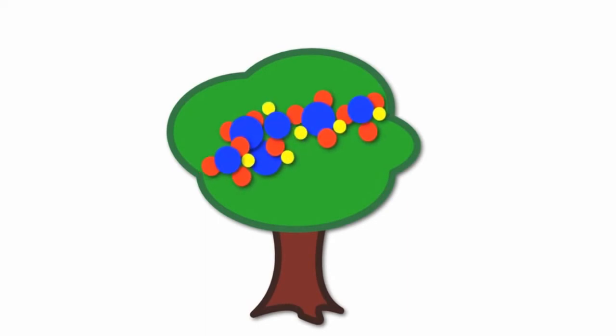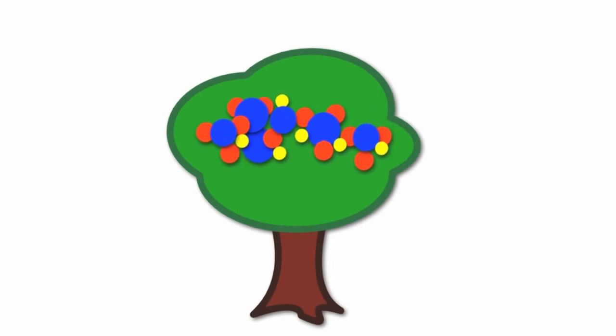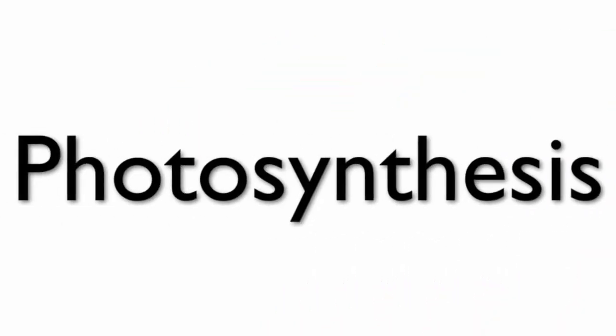The glucose doesn't leave the plant. It stays inside the leaves, and the plant uses the glucose molecules as energy. Photosynthesis, a process that happens in all plants.